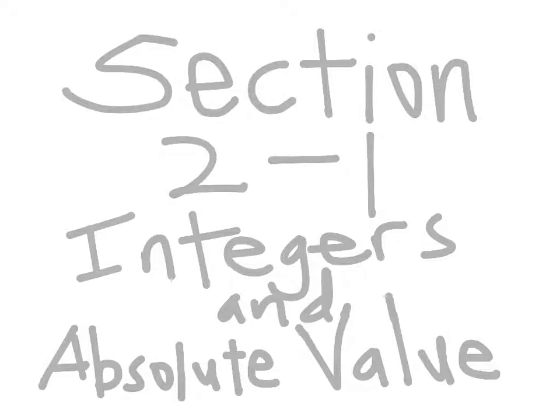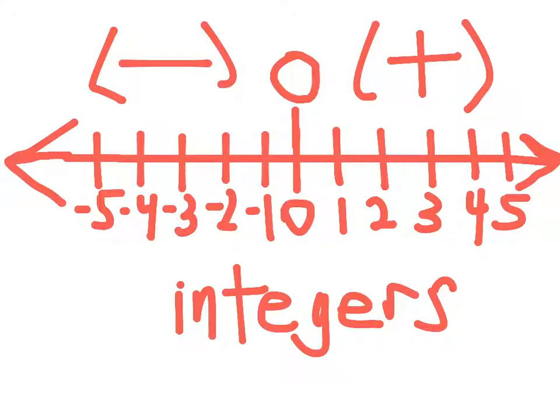All right, section 2-1, starting chapter 2 here. We're getting into integers and absolute value. And a few things that we need to recognize here, just vocabulary, is the word integers. Something we've talked about, but integers are a group of numbers.